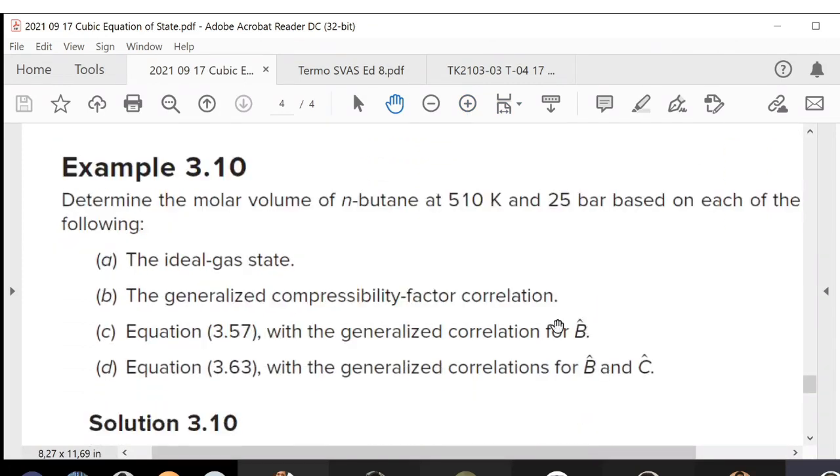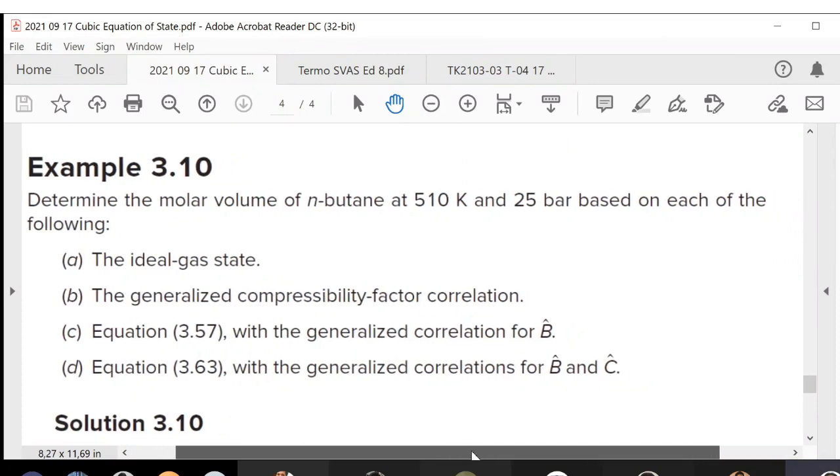This is example number 10. We have normal butane. The temperature is 510 Kelvin. The pressure is 25 bar. We need to determine the volume using the ideal gas state, using the generalized compressibility factor, and using another one, that is the B prime and C prime. But we will not go through the C and D, we just go through the A and B, to learn how to use the generalized compressibility factor calculations.